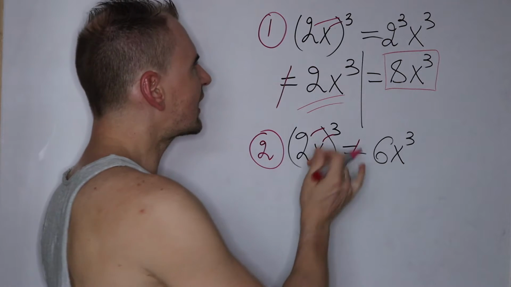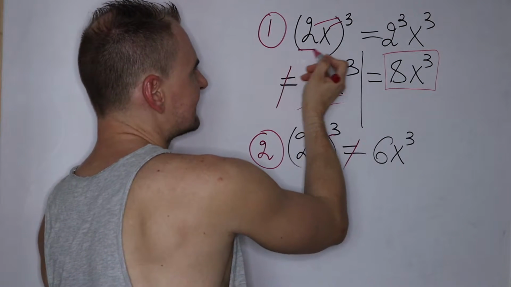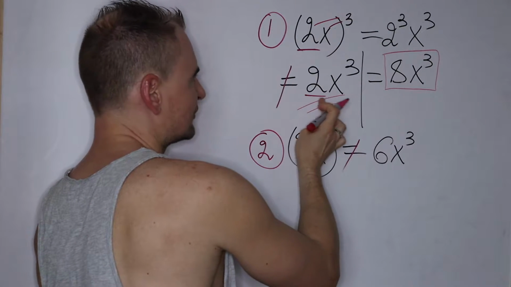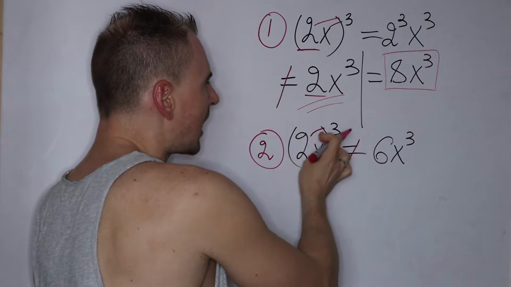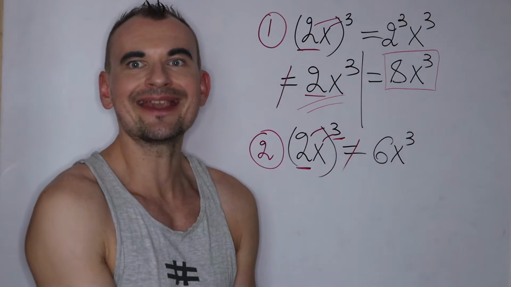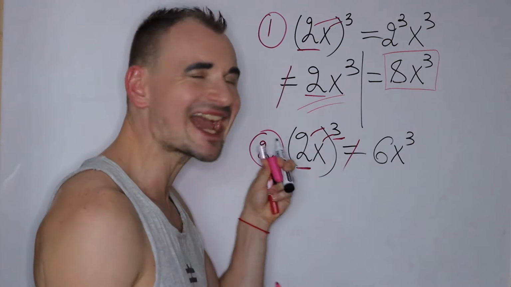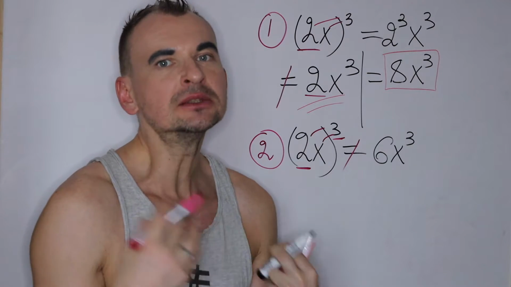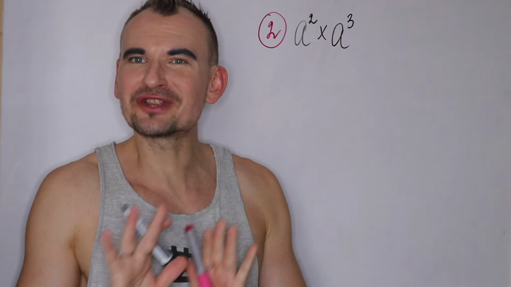As a quick recap, people either just forget to raise this coefficient to the power and write it as is, the first mistake. Or second one, they multiply this coefficient by this power. Instead, the coefficient has to be raised to that power, which generally gives you a completely different answer. Alright, let's move to the next one.